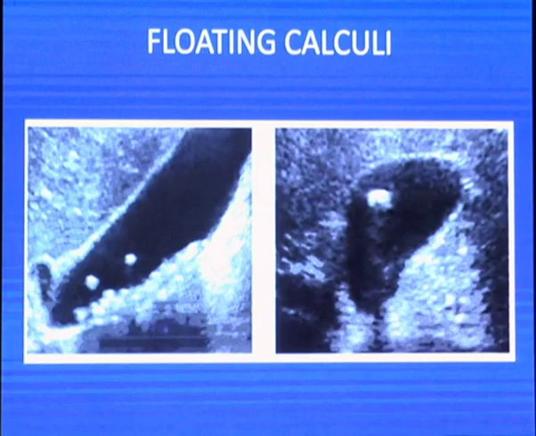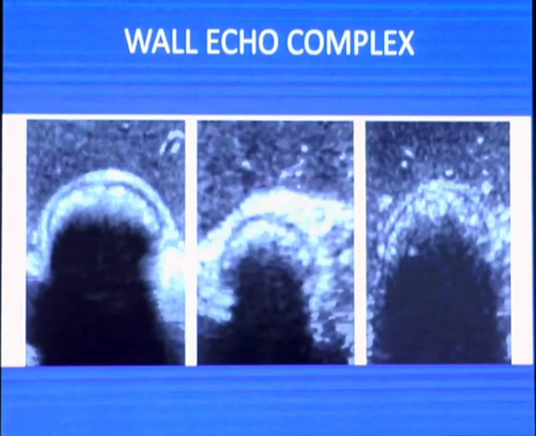Sometimes the bile is unusually dense, so calculi will appear floating within the bile. These are the floating calculi, again echogenic foci with posterior shadowing. Sometimes we do not see the gallbladder in the gallbladder fossa, rather we see multiple echoes within the gallbladder fossa with posterior shadowing. This is known as the wall echo complex. We see arcs of echogenic shadow with posterior shadowing.